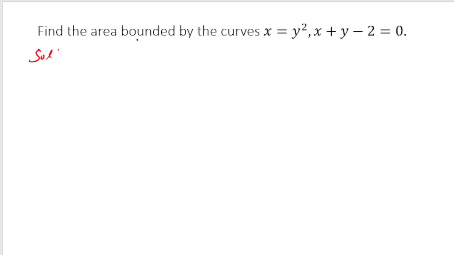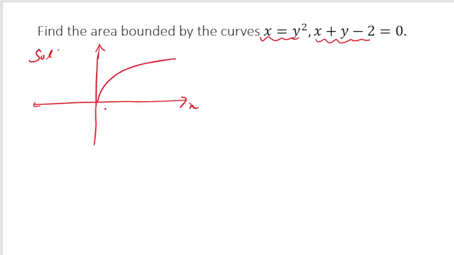Here they are saying to find the area bounded by the curve x is equal to y square and x plus y minus 2 is equal to 0. So quickly I am going to draw the region, and these are standard curves, so I don't think you should take much time to draw it. This is the y axis, this is the x axis, and this is the parabola x is equal to y square. So this parabola looks like this. This is the parabola x is equal to y square, and we have this straight line, that is x plus y minus 2 is equal to 0.